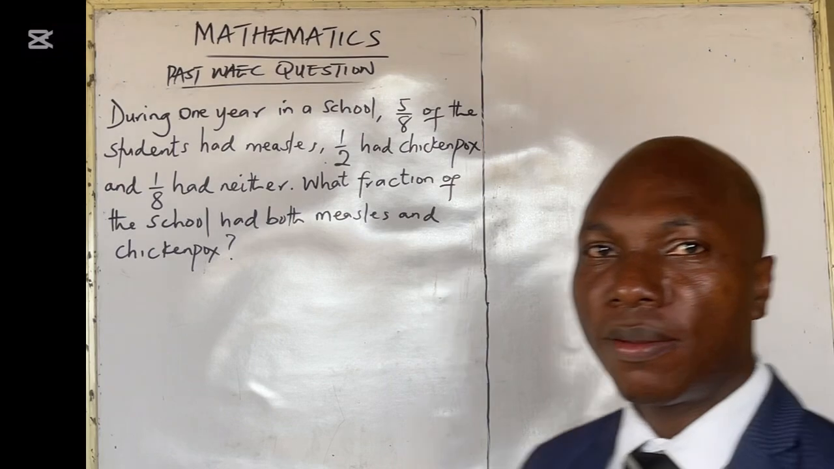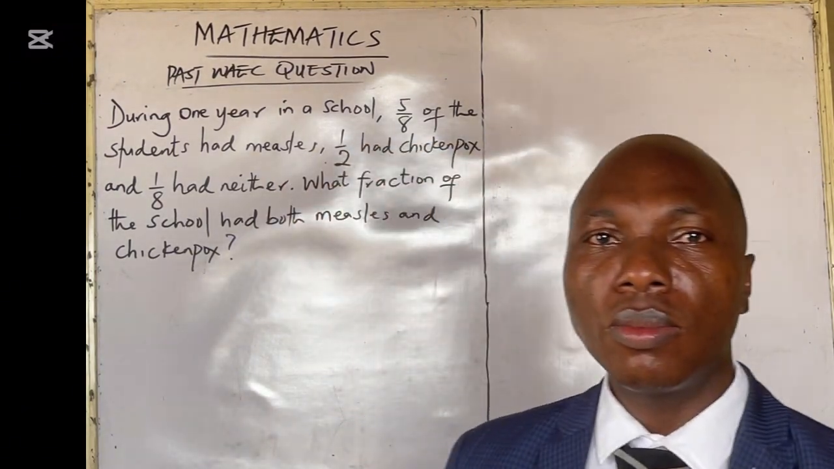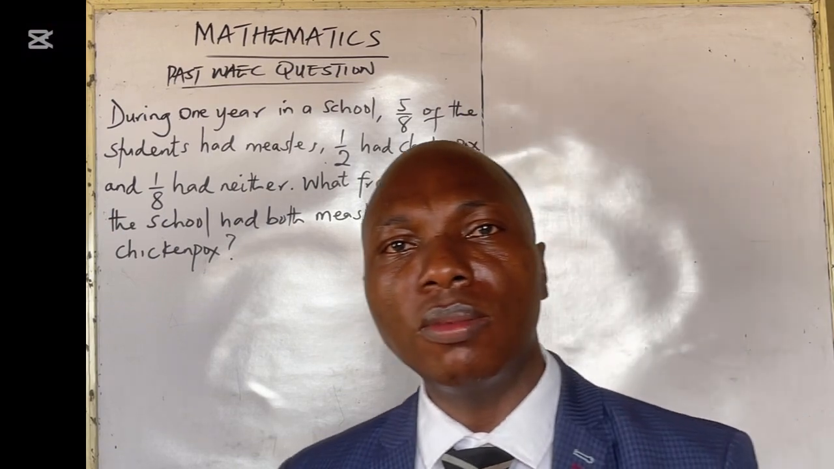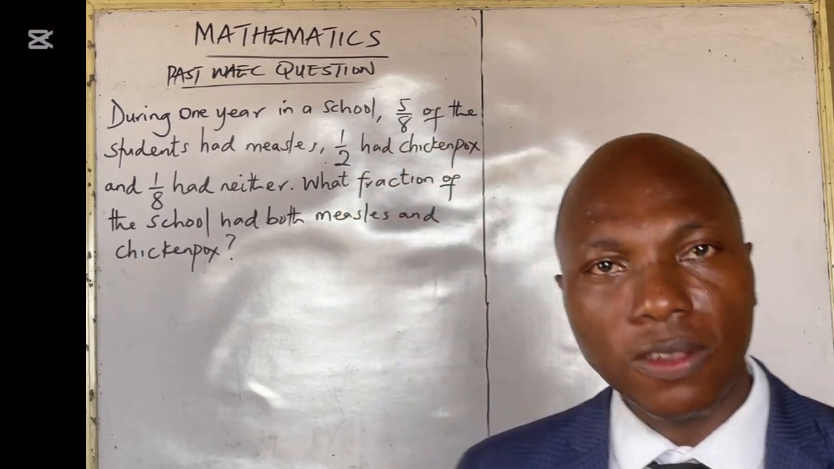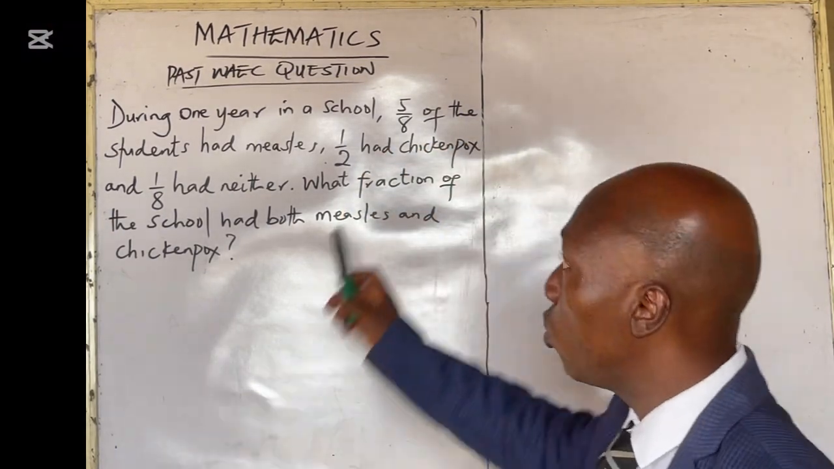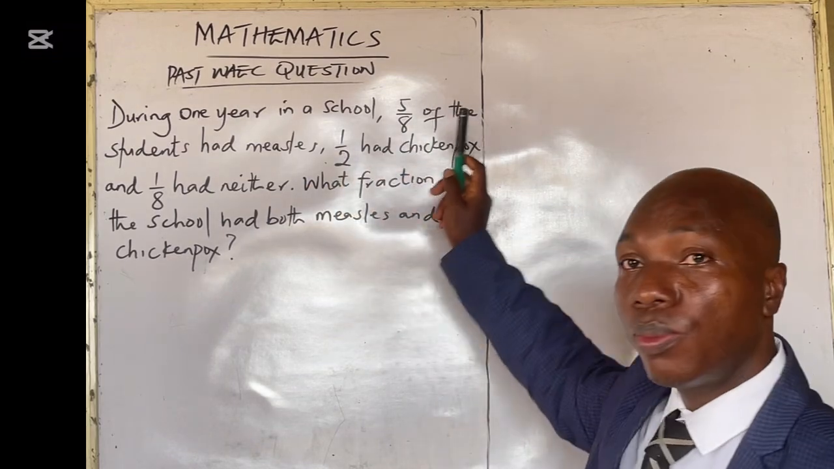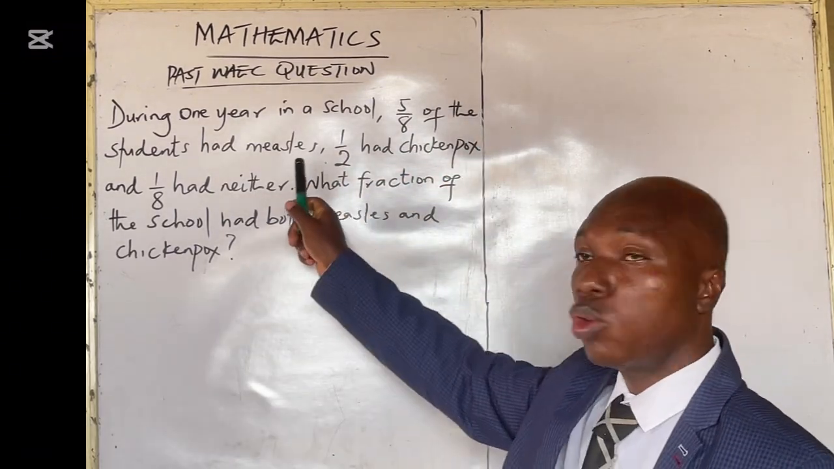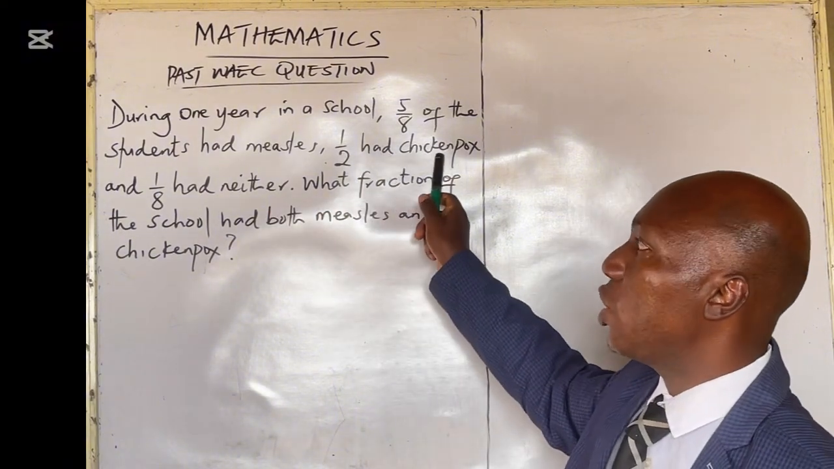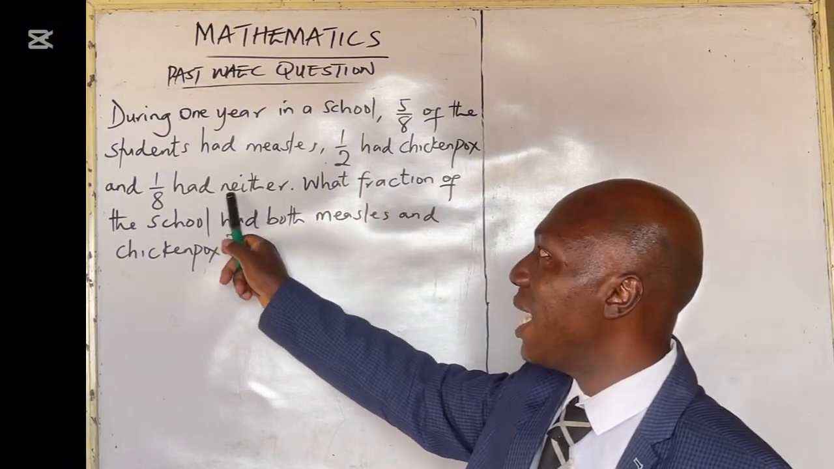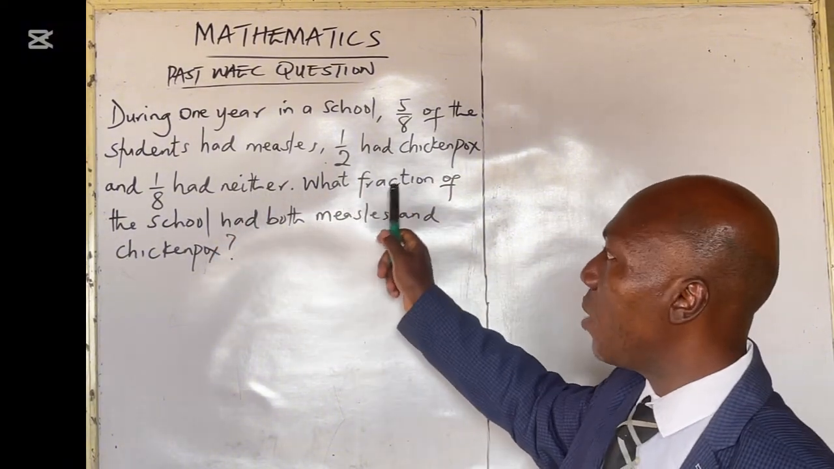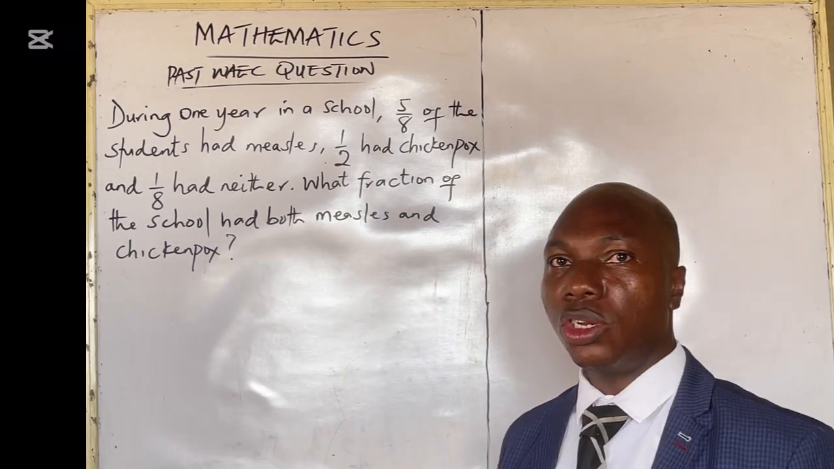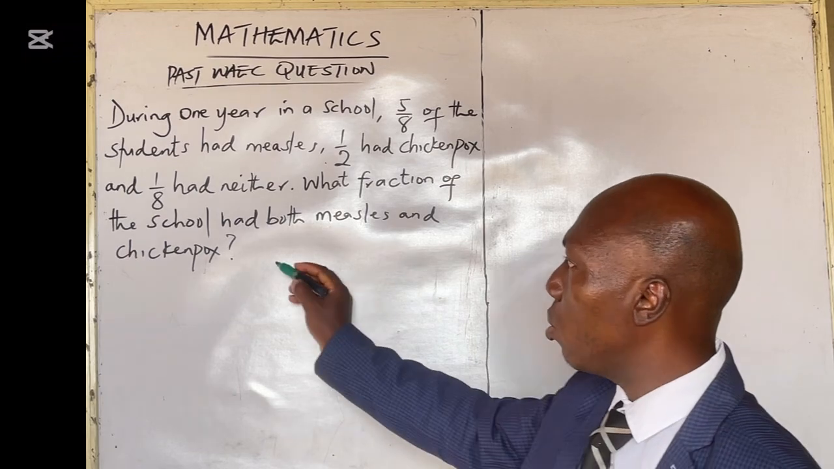Good day, class. We want to continue our topic of set theory by solving this problem. During 1 year in a school, 5/8 of the students had measles, 1/2 had chickenpox, and 1/8 had neither. What fraction of the school had both measles and chickenpox? So we want to solve it.